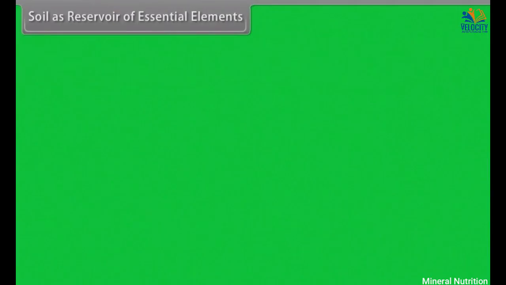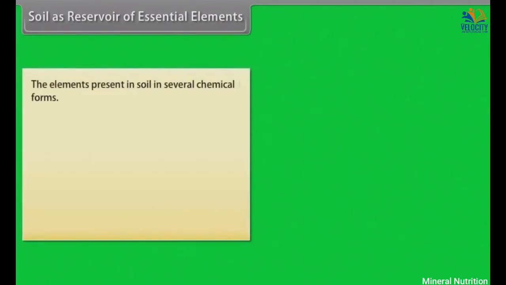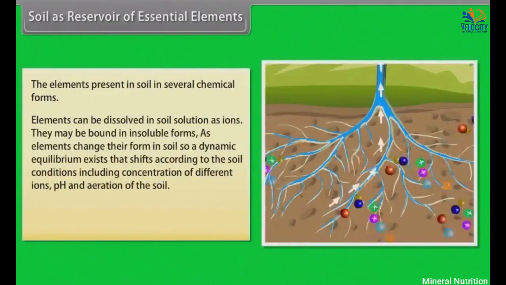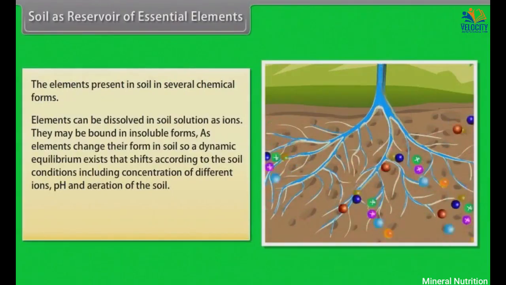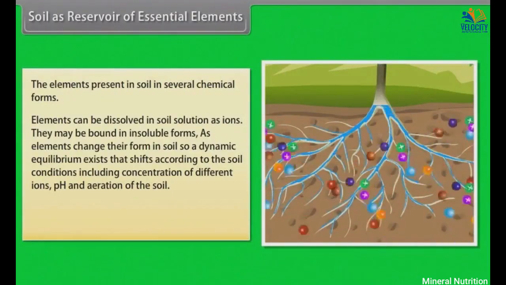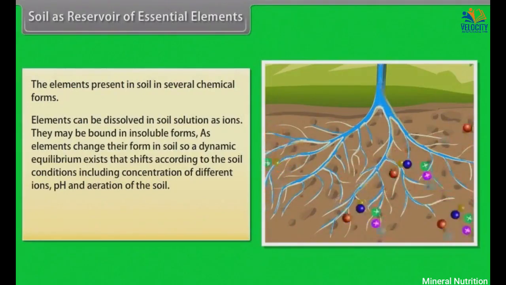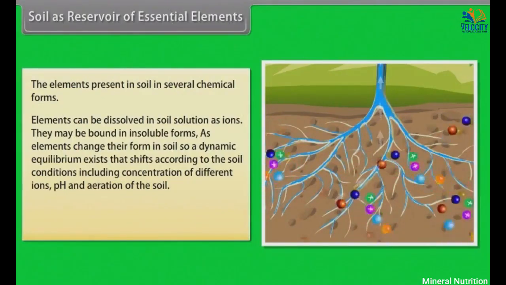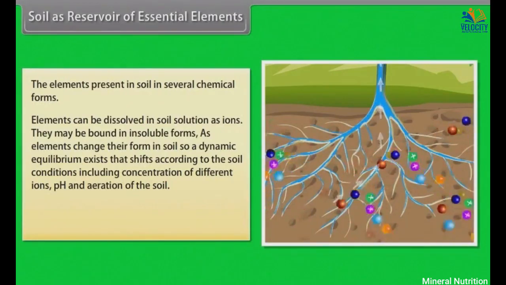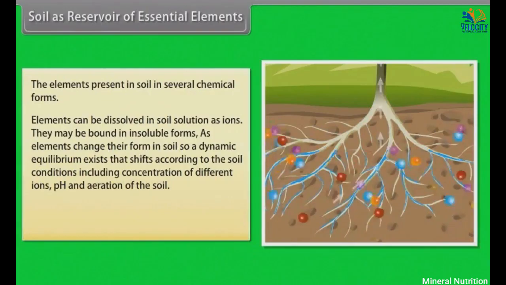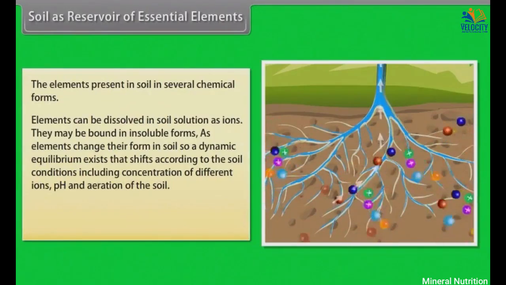Soil as reservoir of essential elements. The elements are present in soil in several chemical forms. Elements can be dissolved in soil solution as ions. They may be bound in insoluble forms. As elements change their form in soil, a dynamic equilibrium exists that shifts according to the soil conditions, including concentration of different ions, pH, and aeration of the soil.